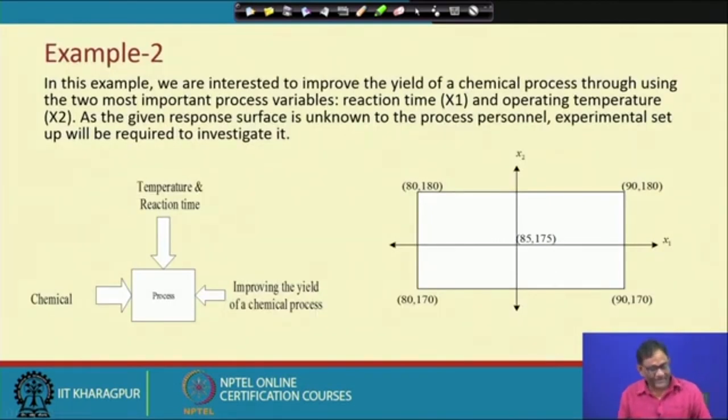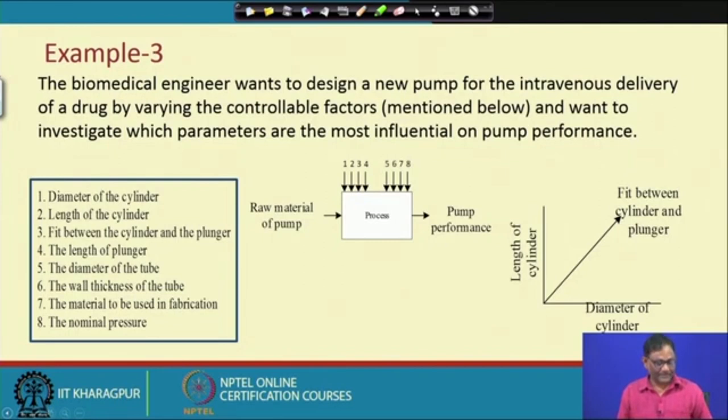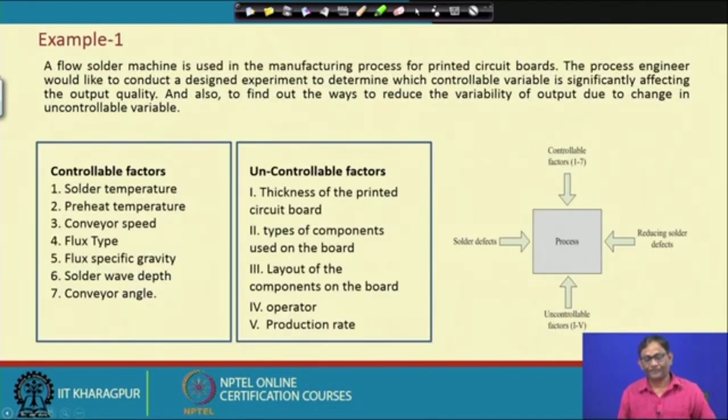Now the solder machine is the process. It has set of controllable factors. We have enlisted the controllable factors: solder temperature, preheat temperature, conveyor speed, flux type, flux specific gravity, solder wave depth, conveyor angle, etc. And it also has certain uncontrollable factors like thickness of the printed circuit board, types of component used, layout of this, operator, production rate, etc.